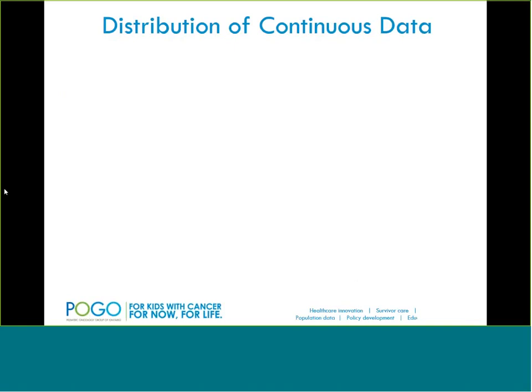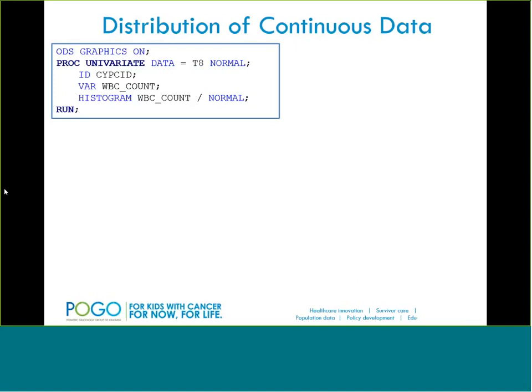Now I move on to my continuous data. I want to see how it is distributed. So I always use PROC UNIVARIATE first because I feel PROC UNIVARIATE is a very thorough procedure within SAS. It tells you a whole bunch of information. So I tell SAS, I want you to do a PROC UNIVARIATE on data T8, and I want you to check for normality. The variable of interest is my main exposure variable, which is the white blood cell counts.